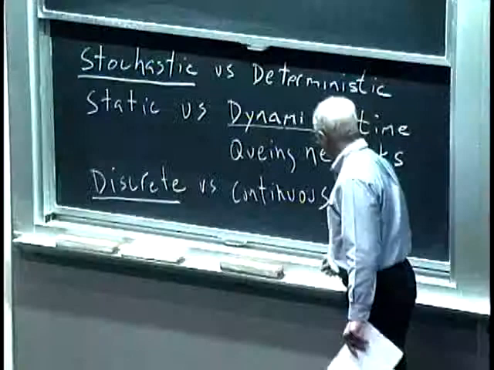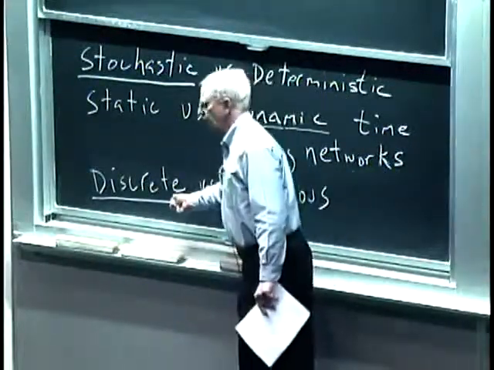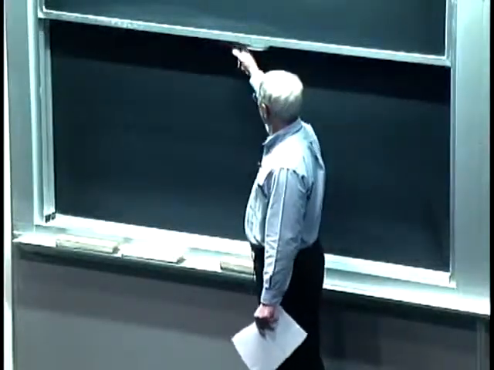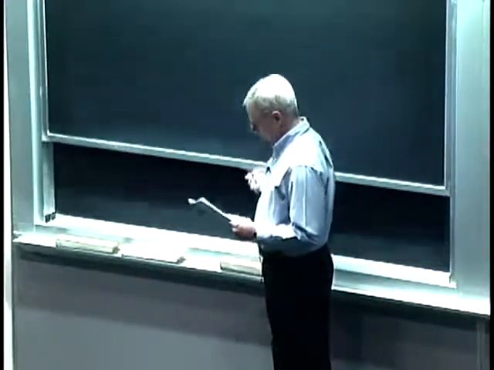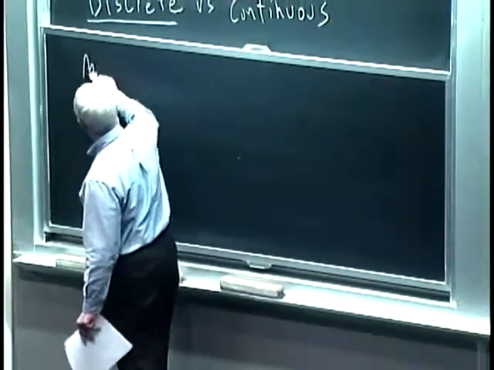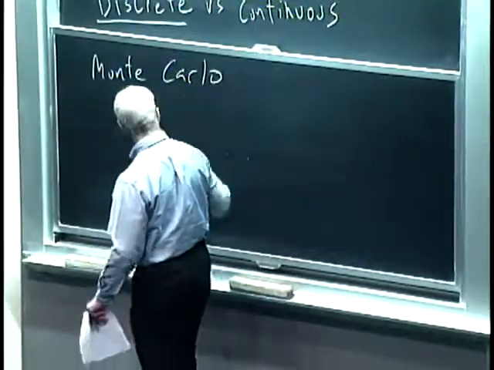Now, if we think about the random walk we looked at, indeed it was stochastic, dynamic, and discrete. The random walk was an example of what's called a Monte Carlo simulation.